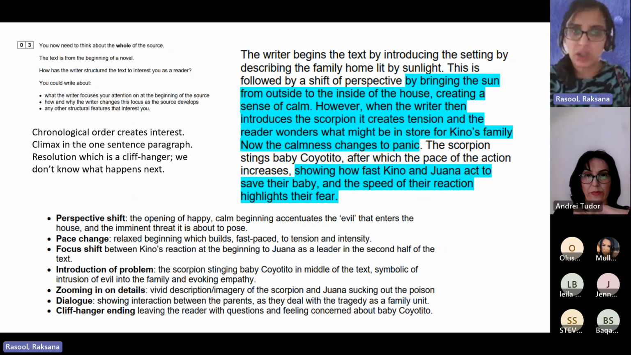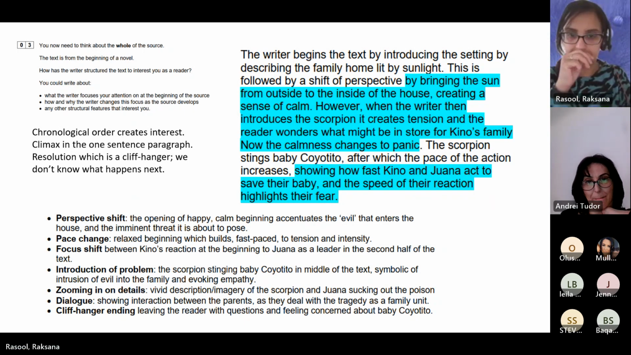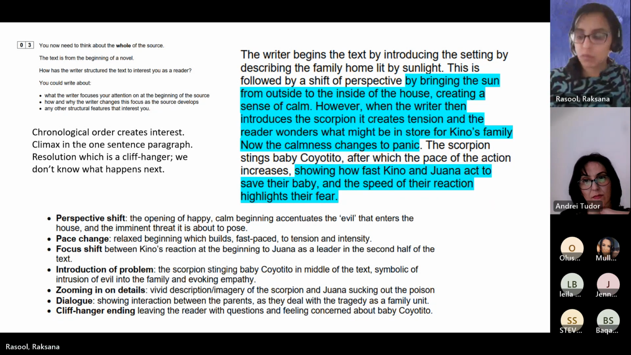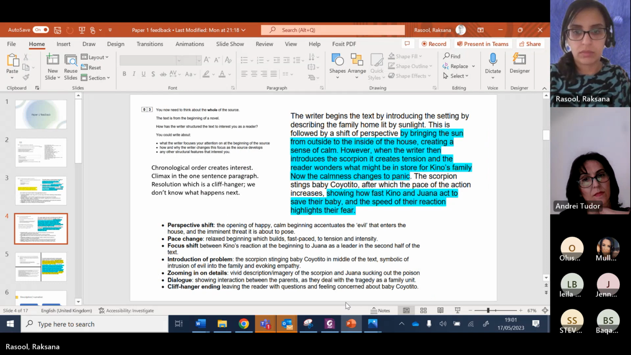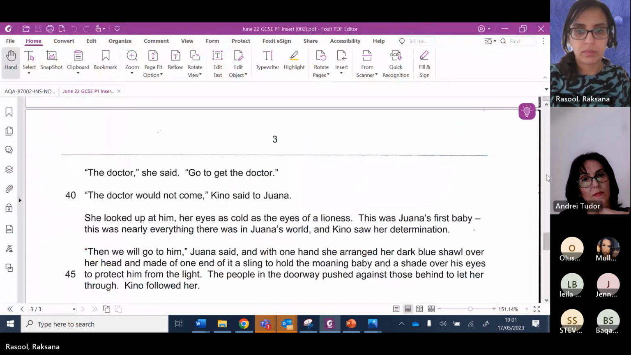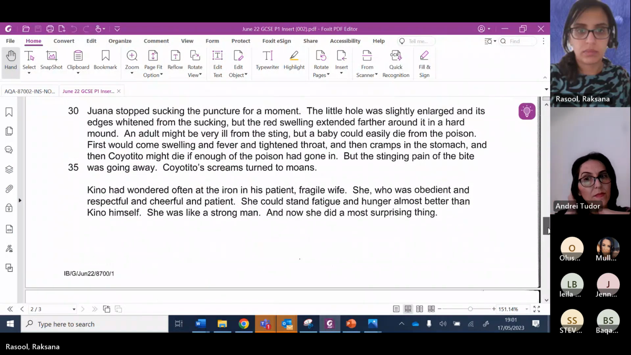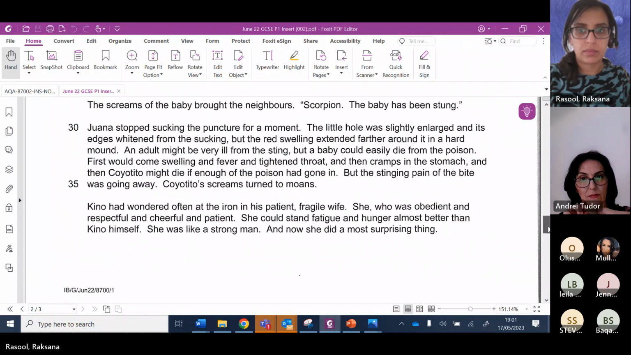Any questions about structure? Raksana, at the end of the text, it does say that the baby was okay. I mean, in terms that the baby was just moaning. So did it create suspense? Because we knew that the baby is okay now, obviously.